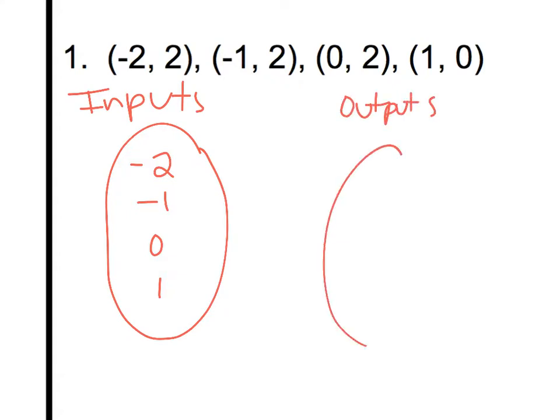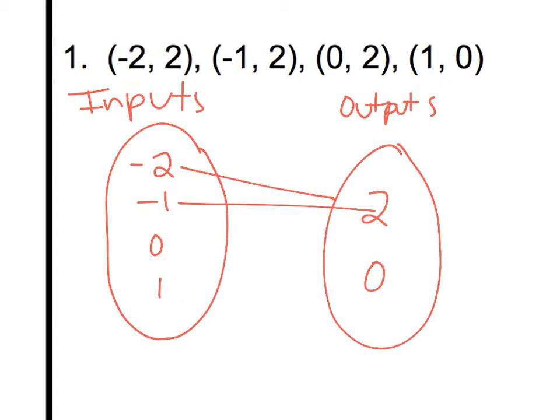That doesn't make any sense. I don't think that's right. That's a function. My outputs are 2 and 0. Okay, when I input -2, what do I get out? 2. When I input a -1, what do I get out? 2. When I input a 0, what do I get out? When I input a 1, what do I get out? 0. Okay, this is a function.